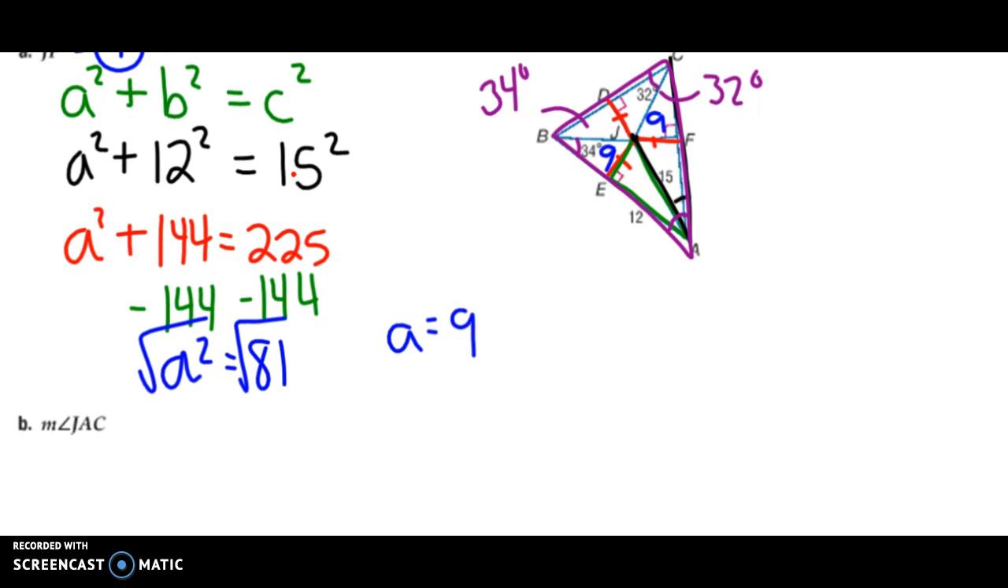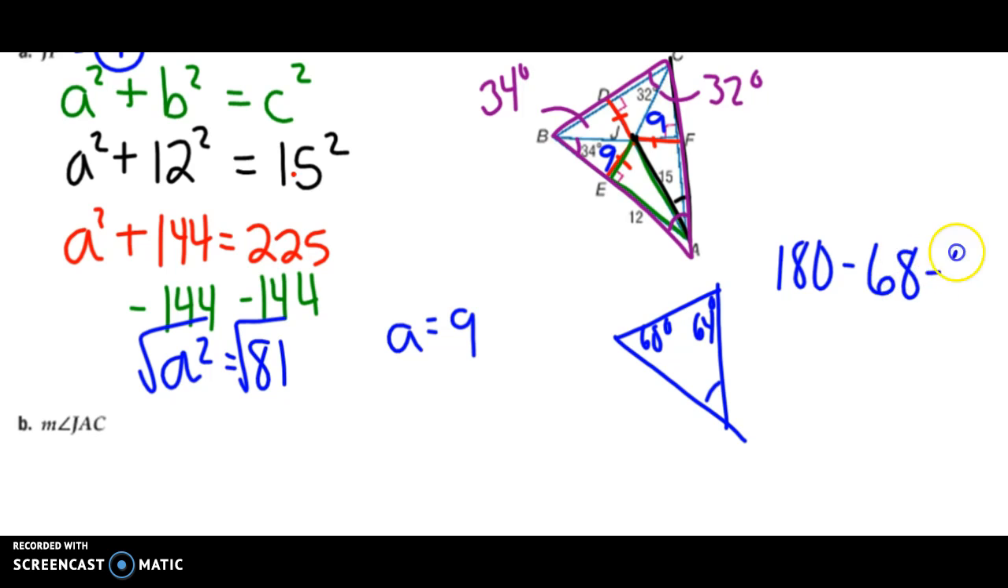I think back to what triangles have to add up to. They have to add up to 180 degrees. So 34 and 34 is going to be, if I redraw my triangle, 68 degrees. And 32 and 32 is going to be 64 degrees. And so I need to know what this angle is right here. So I take 180 minus 68 minus 64. And I find that my missing angle is going to be 48 degrees.